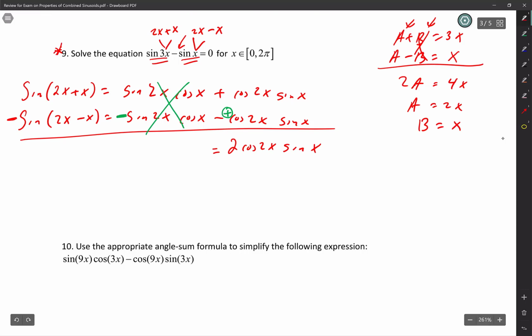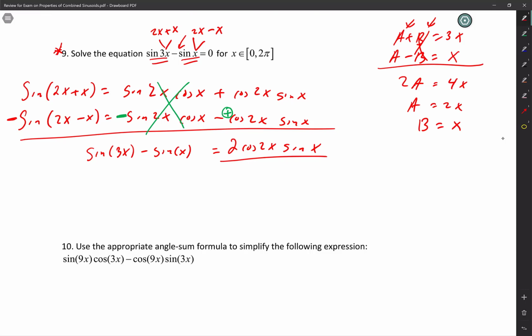So what do I have? I know that sine 3x minus sine x is going to equal this expression. And wait, I have a question. How do we know when to put it as negative? Or at least for this one.